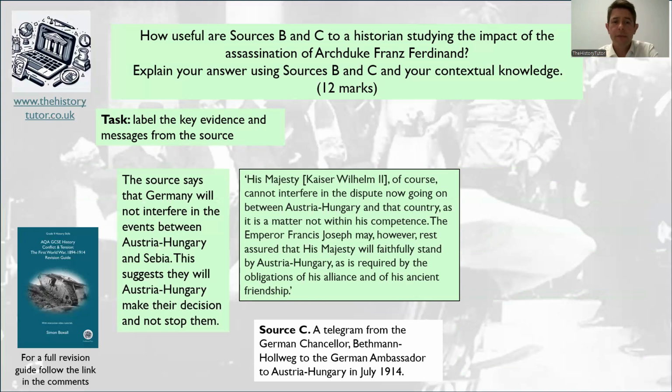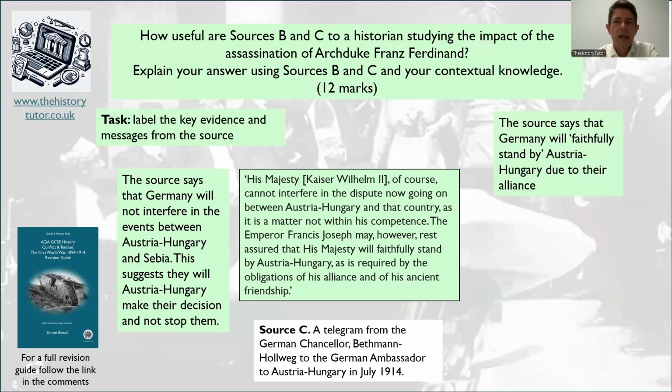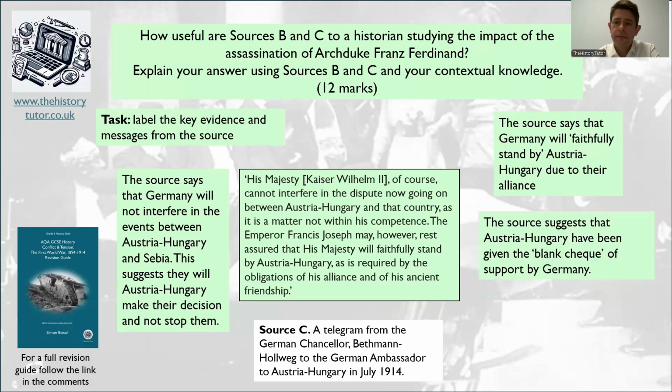So the source says that Germany will not interfere in the events between Austria-Hungary and Serbia. This suggests that Austria-Hungary will have to make the decision of what to do, but Germany will not stop them. Germany will not get involved. Furthermore, it says they will faithfully stand by Austria-Hungary due to their alliance.